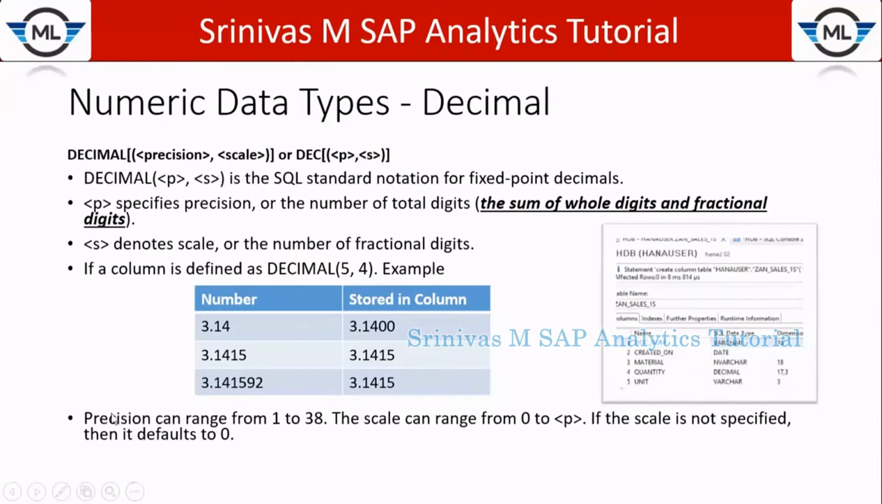Okay. The same point I wrote at the end. Precision can range between 1 to 38 and the scale can range from 0 to p. If the scale is not specified, then the default is 0, meaning 0 decimals.